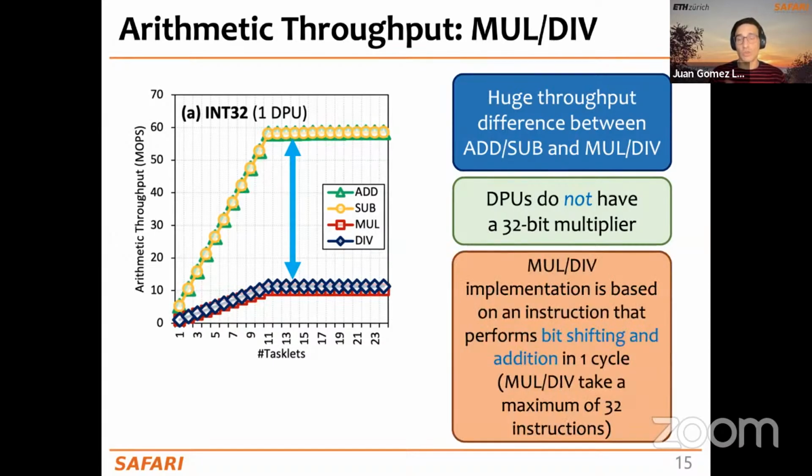Instead, they emulate multiplication and division by using one instruction that performs bit shifting and addition in one cycle. Bit shifting and addition is essentially what we do ourselves when we multiply two numbers with paper and pencil. The problem is that the multiplication and division of 32-bit integers might take up to 32 instructions, and that's what reduces the throughput so much, creating this large difference between addition and subtraction and multiplication and division.